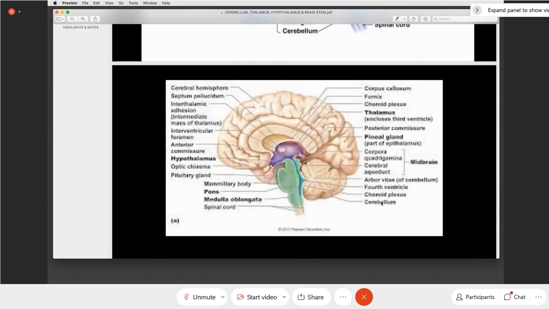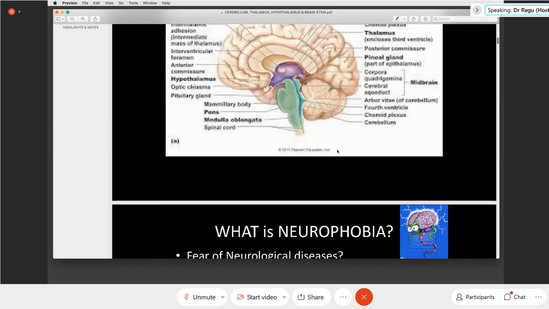Here's just another view of the structures that I spoke of. Thalamus, hypothalamus, and here's the brainstem, which consists of the midbrain, which is right in the center of the brain. Naturally, hence it's called the midbrain. Then you have the pons, and lower down is the medulla oblongata. And at the back is the cerebellum.